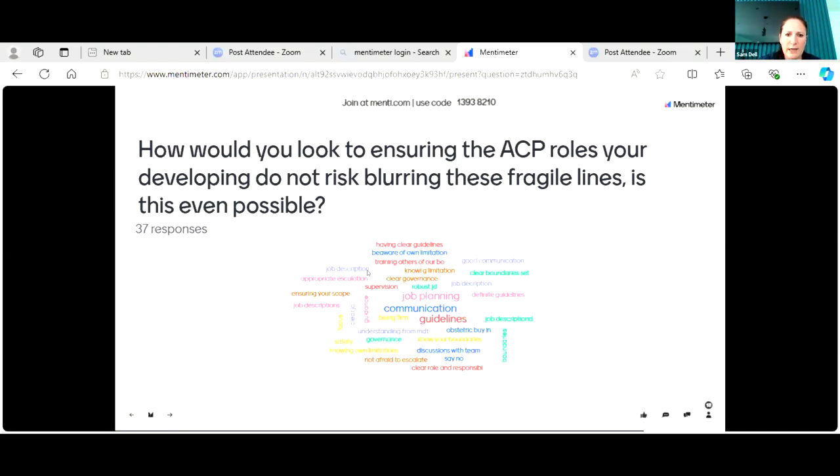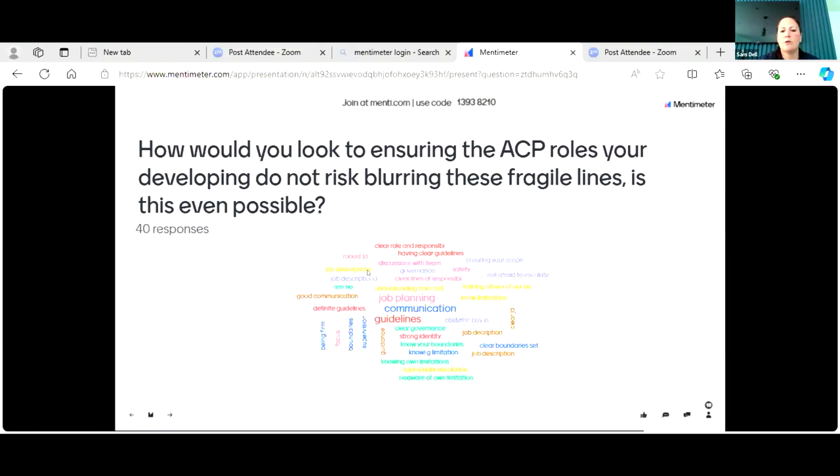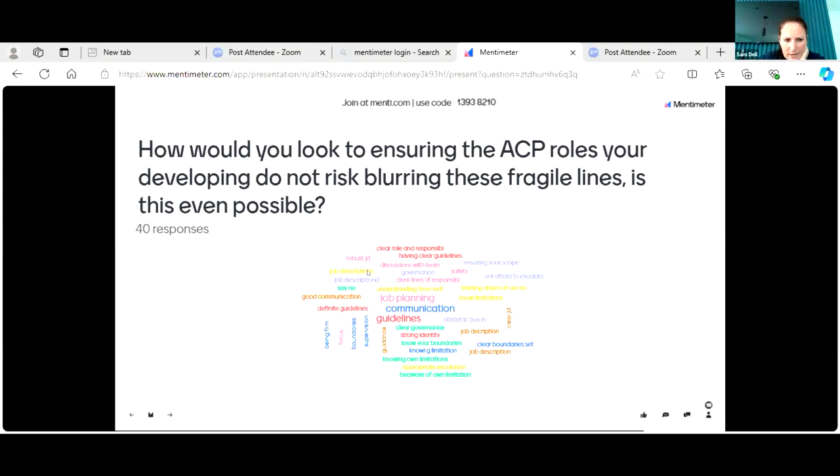So some really, really good ideas in terms of how you're going to ensure that your roles do not blur those fragile lines. I think that's really, really good that you guys have got a good understanding of that. So that's really, really good. Brilliant. Some really good responses.